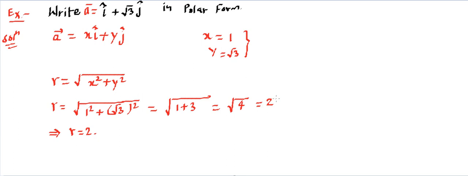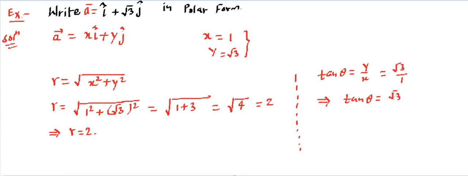Then another quantity that we need to find out is theta. So let's calculate theta. Another formula that we have: tan theta is equal to y by x. Let's put the value of y, which is root 3, and the value of x, which is 1. From here we find the tan theta value as root 3. Now tan theta is root 3, so from here we can get the value of theta. So theta is 60 degrees. That 60 degrees can be written as pi by 3. So either you write pi by 3 radian or 60 degrees, both are equal.